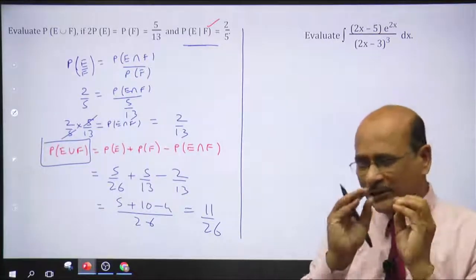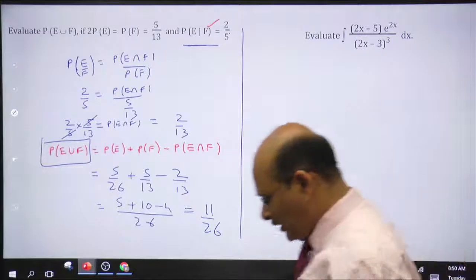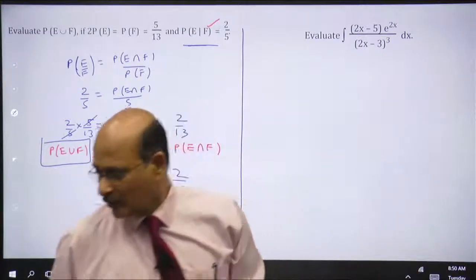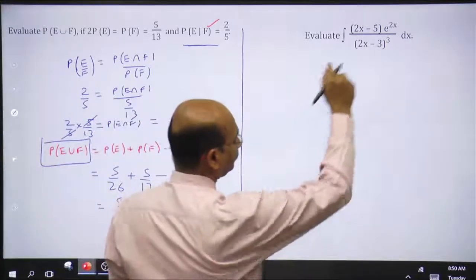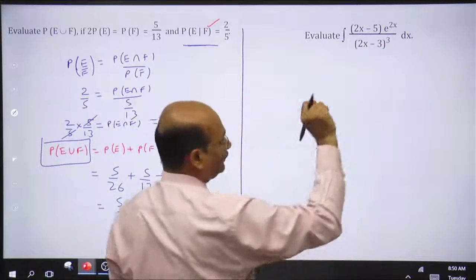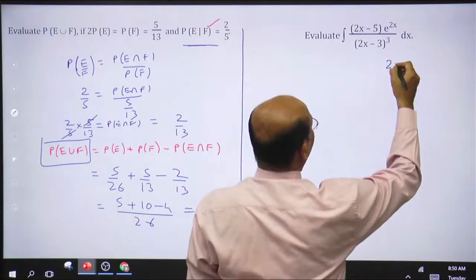So that's the first thing you have to understand. Now e raised to 2x is there. Normally my format was e raised to x, f x plus f dash x. Now what I am going to do is make it simpler. I will tell you how. I will say let 2x be t.